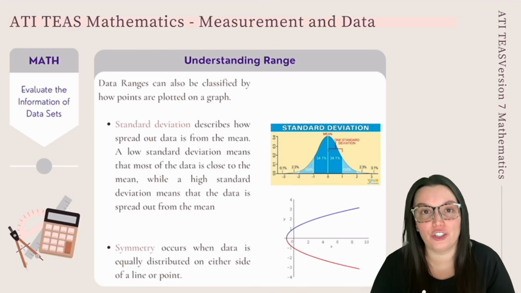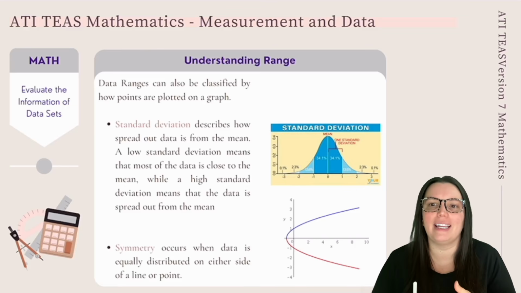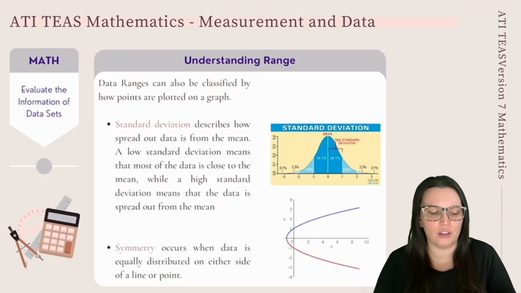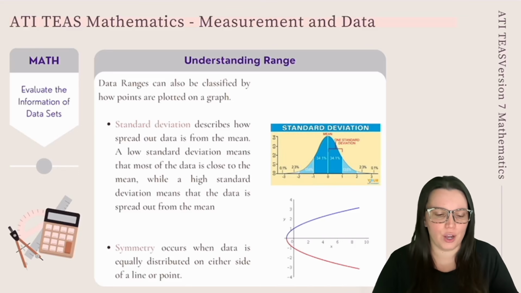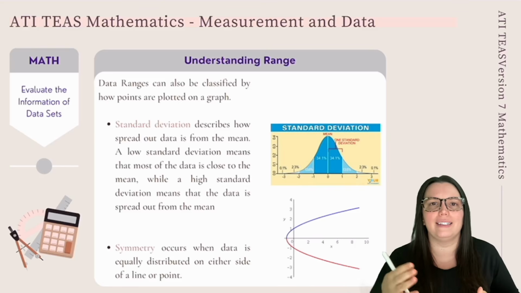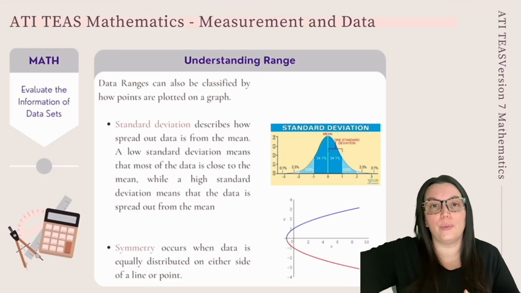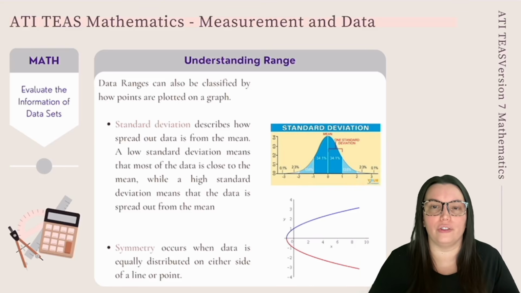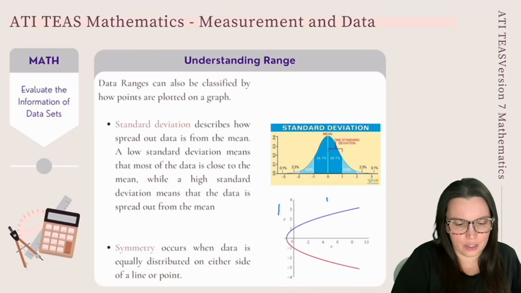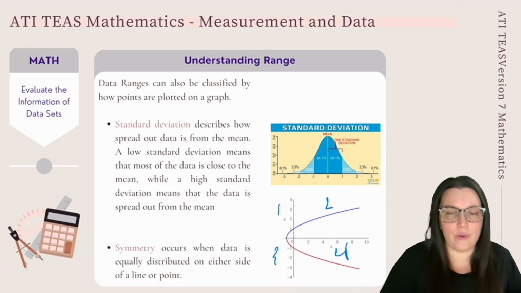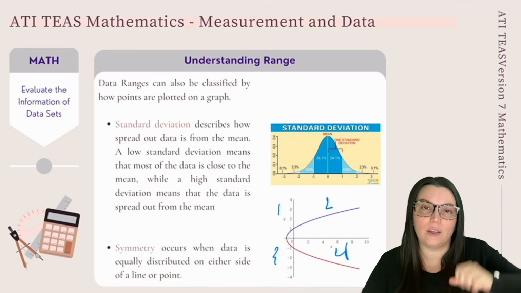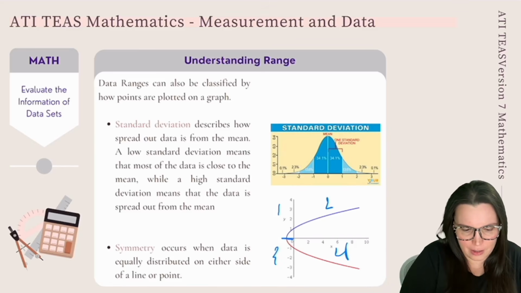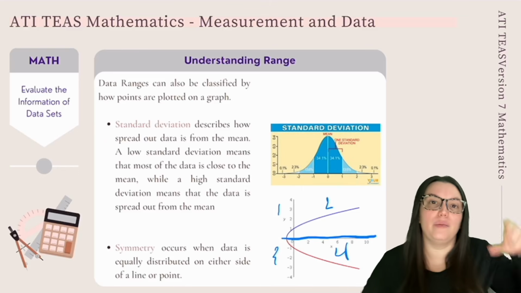Next, we have symmetry. So symmetry occurs when data is equally distributed on either side of a line or a point. So if you take a look at the example I have here, you can see that if you were to plot this out, it is equal on the upper quadrant and the lower quadrant, as well as in the other sides, right? So maybe this is quadrant 1, 2, 3, 4. If we were to measure them based on where they fall on this line, they are going to be equal on either side.